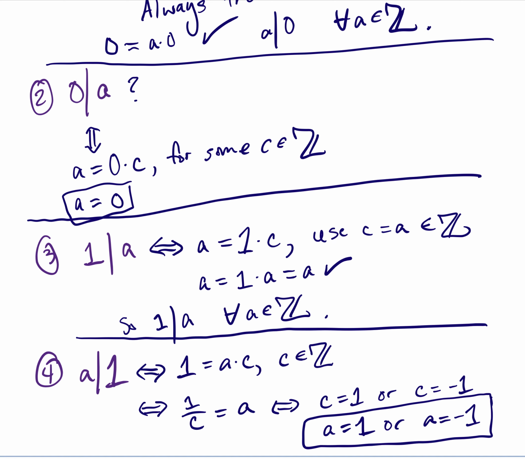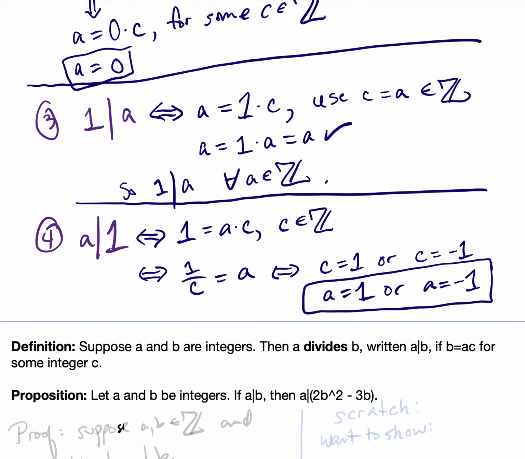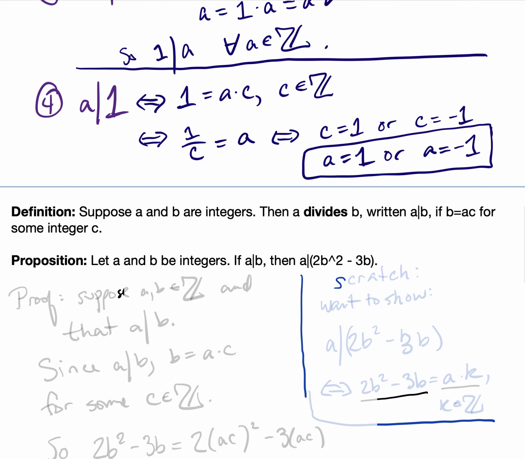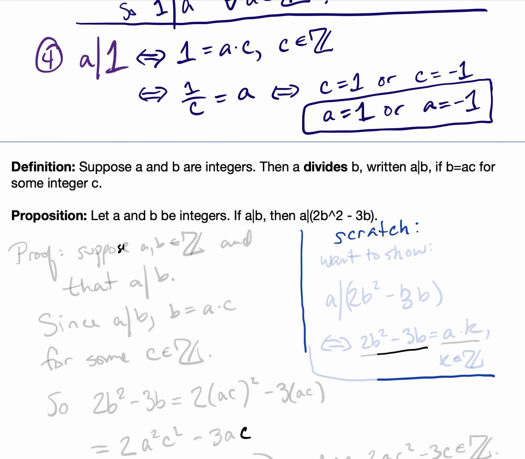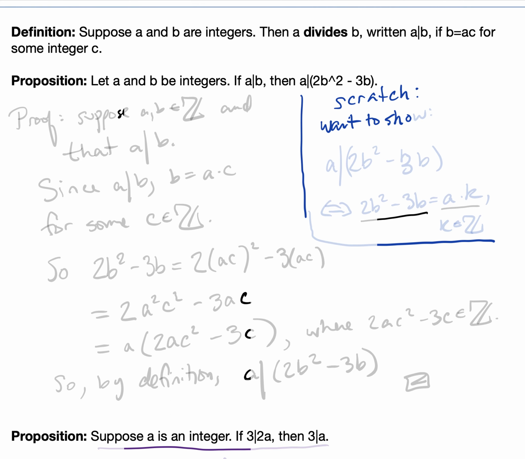Okay, let's do a proof using this new definition. So let's prove the following proposition. Let a and b be integers. If a divides b, then a divides 2b squared minus 3b. Let's just put on scratch paper on the side what we are trying to prove. We want to show that a divides 2b squared minus 3b.